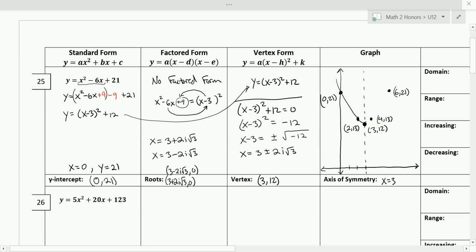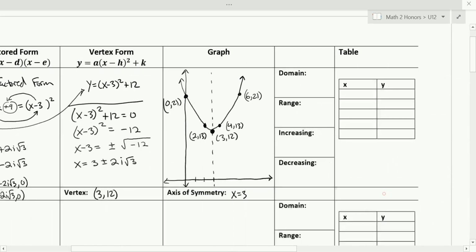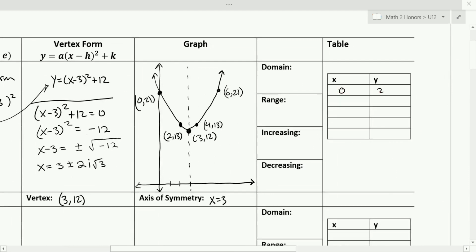So for those of you that are wondering, where's the (2, 13) coming from? Ty, what did you do to get that? Okay, so if you say let x equal 2, and you plug 2 into the standard form, you get 2 squared minus 6 times 2 plus 21. You work that out, and that's where we're getting the 13 from. Okay. So we have our 5 points. So I'm going to put that here. So (0, 21), (2, 13), (3, 12), (4, 13), and (6, 21).